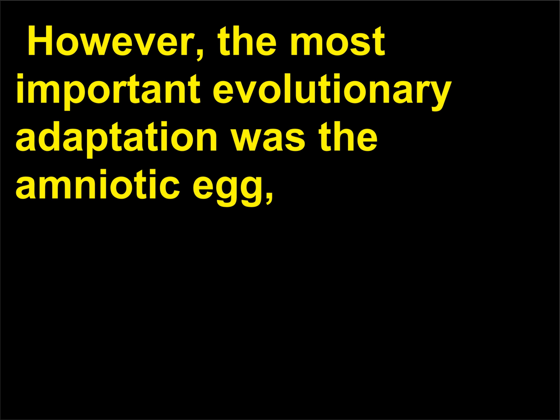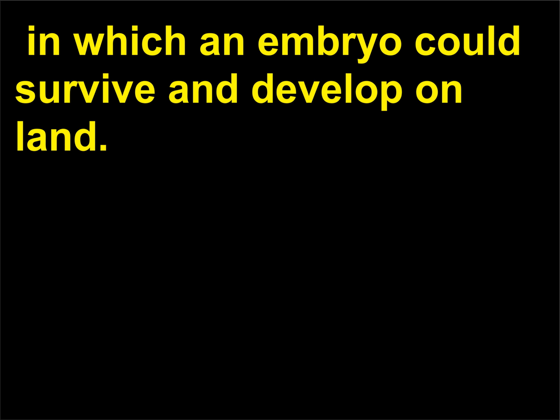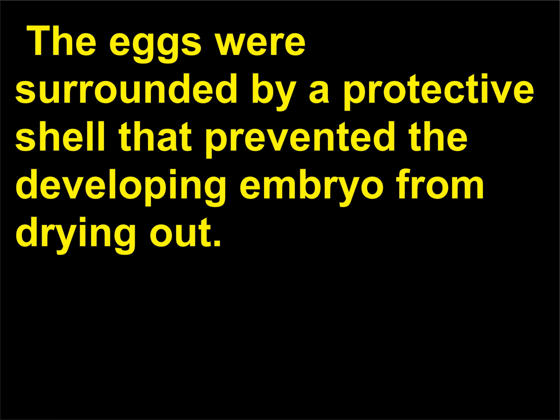However, the most important evolutionary adaptation was the amniotic egg, in which an embryo could survive and develop on land. The eggs were surrounded by a protective shell that prevented the developing embryo from drying out.